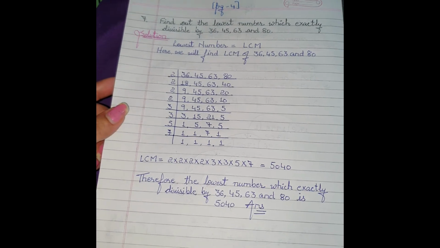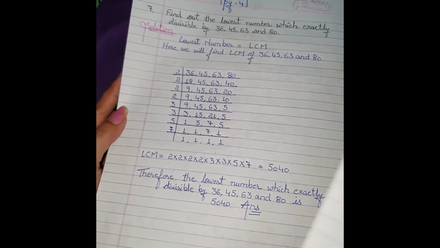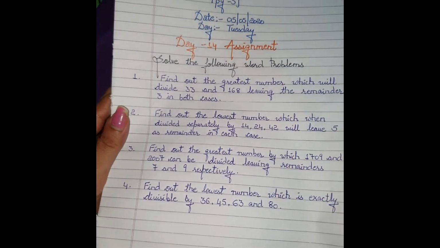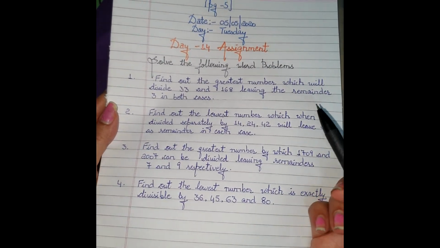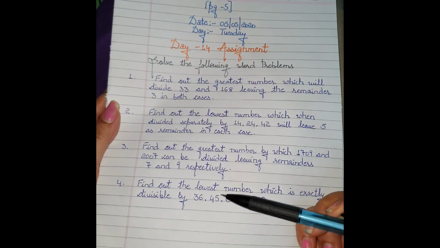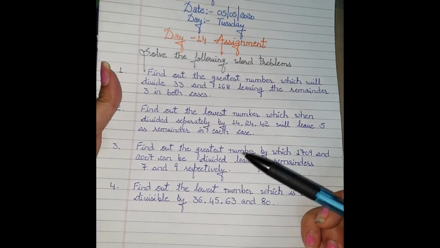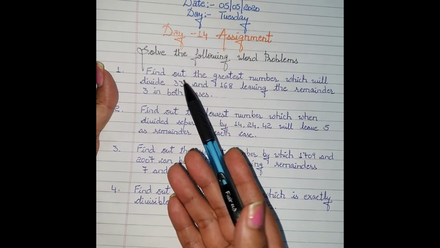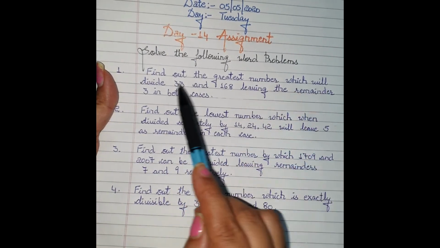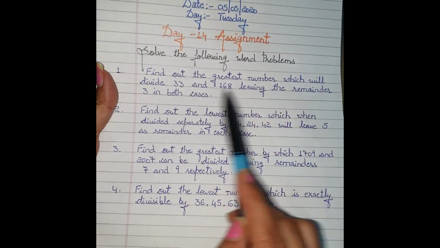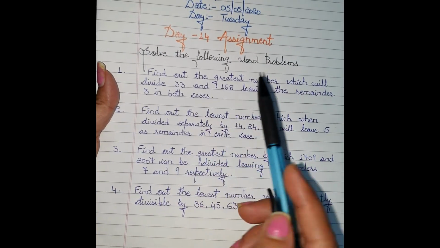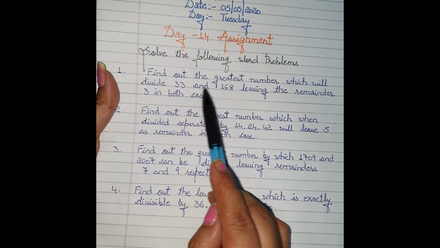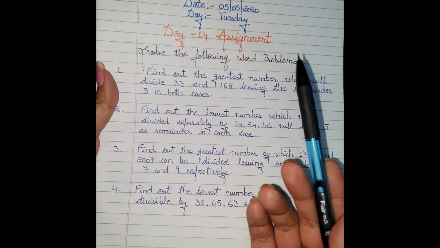I hope all these 4 word problems are clear to you all. Then I have given you the day 14 assignment, and yes students, the day 14 assignment is the same word problems which I have explained to you today in the video explanation. So just go through these word problems. Find out the greatest number which will divide 33 and 168, leaving the remainder 3 in both cases. So this is greatest number, that means HCF. So firstly you will subtract this 3 from both and then find the HCF.